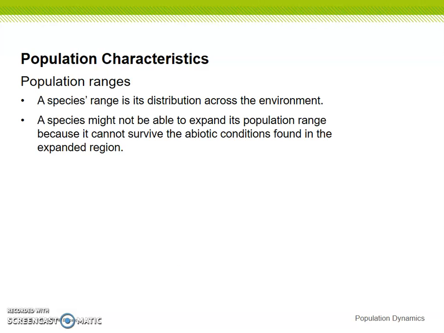Population characteristics. Population ranges. A species range is its distribution across the environment. A species might not be able to expand its population range because it cannot survive the abiotic conditions found in the expanded region. So there might not be enough food, there might not be enough water, there might not be enough habitat that they can live in.